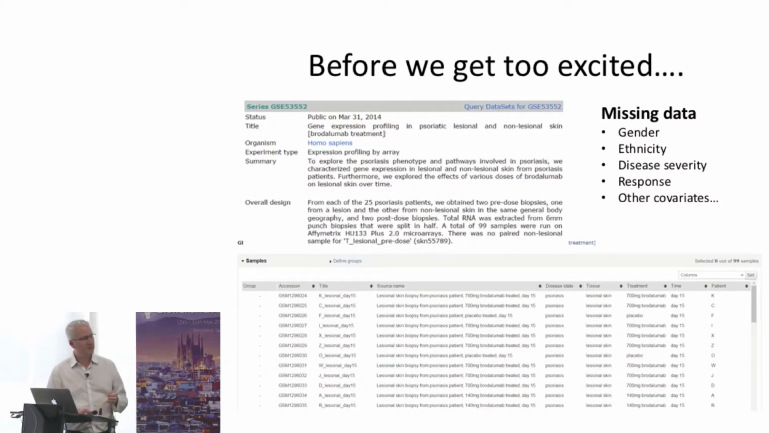But before we get too excited, if you actually start to drill down, and I'm sure you've all experienced this, you look at a study, and here we've got a study of 25 psoriasis patients that were given a biologic drug. There are lesional skin samples and non-lesional skin samples, expression profiling by array. This is a great study that we'd really like to mine. But when you look at what data there is, we've got the time point, whether it's lesional or non-lesional, and the dose of the drug, and that's it. We've got patient ID, but that's not very informative. We don't have gender, ethnicity, disease severity, PASI scores, or response, nothing else.